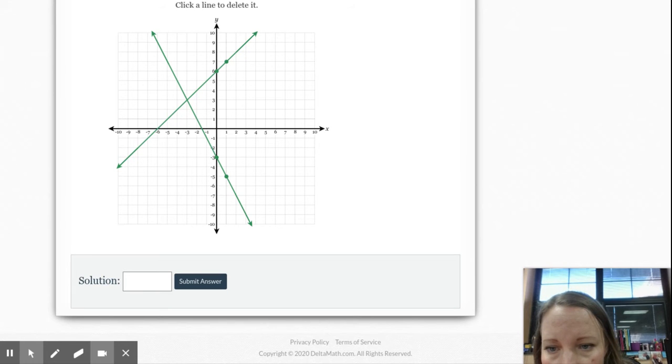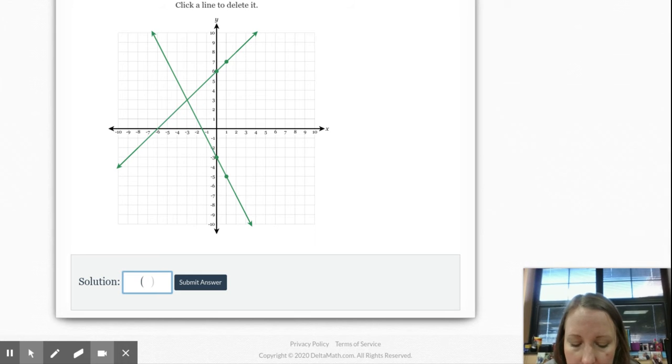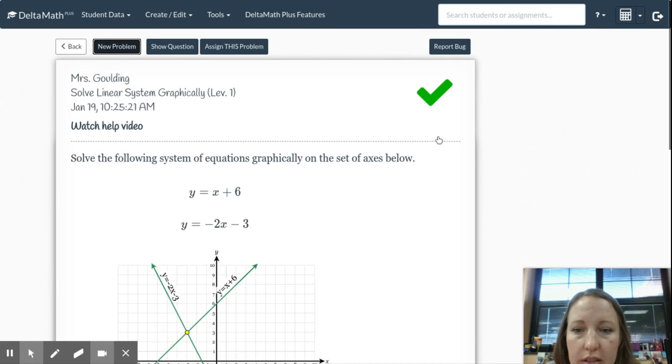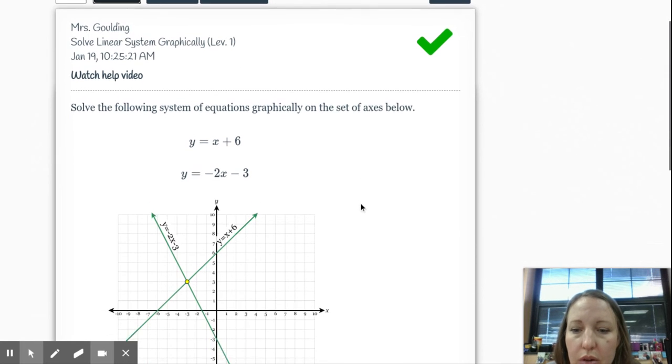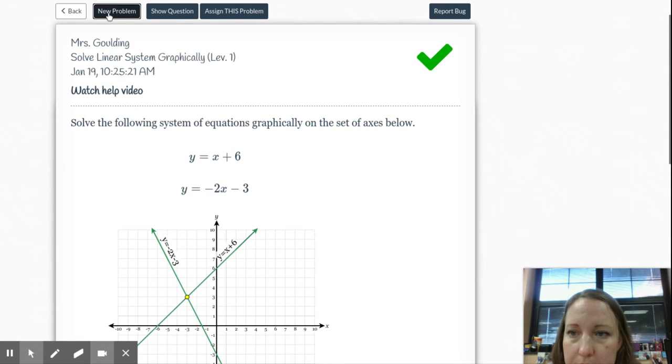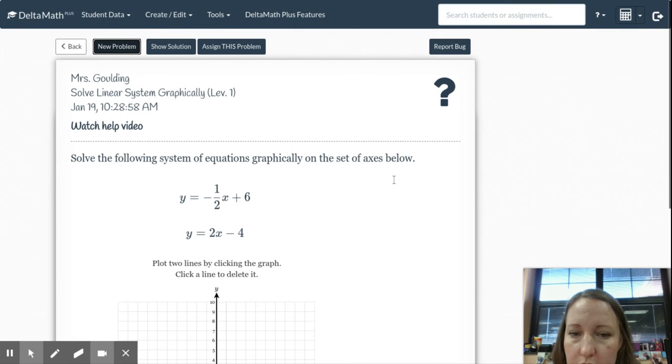So negative 3, 3 is my solution. Put it in as an ordered pair. Negative 3, comma 3. That's where those two lines cross. Submit the answer. Yes, I want that answer. Perfect. Okay, so again, this is really good practice for you to just graph those lines. And then to just snag this new skill, it's just where they meet is their solution to that system. So let's try one more.